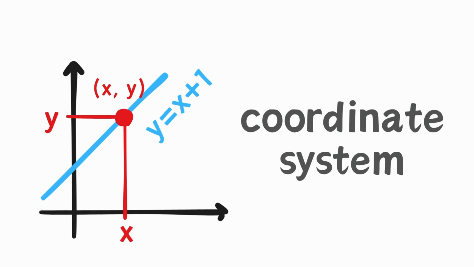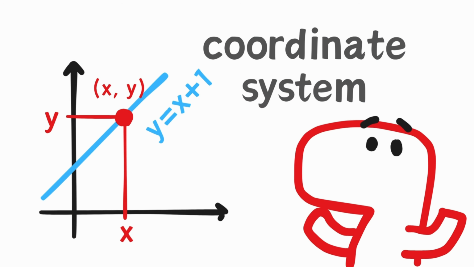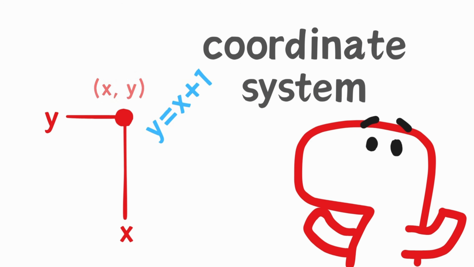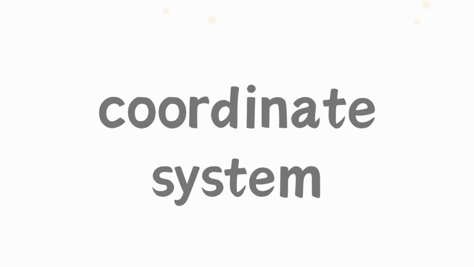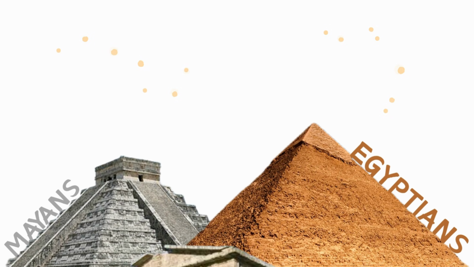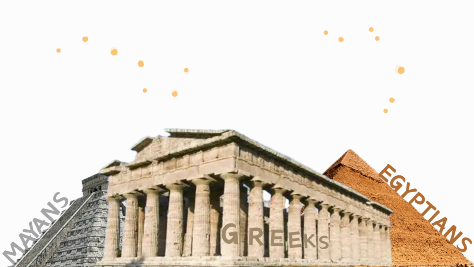So, how did we get the coordinate system? And why does it even matter? This is the story of the rise of the coordinate system. For much of ancient history, mathematics was tied in some way to the stars. From the early Mayans to the ancient Egyptians to the Greeks, celestial observation was a central hub of it all.